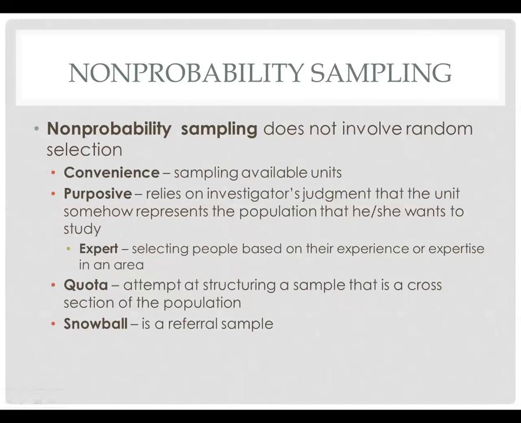Non-probability sampling, on the other hand, does not involve random selection. And therefore, it's a little bit harder to generalize if you're using a non-probability sample. Now, it's not saying it's impossible to generalize, because if you have a purposive sample, where it's your judgment that you are picking people who have a particular expertise, you can generalize to those people, but you can't generalize to the general population. So in a convenience sample, you're basically sampling who's available to you, which is why college students are used in a lot of research.